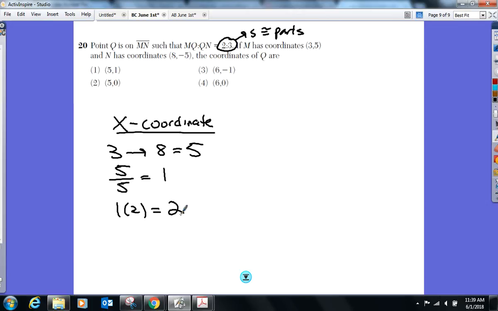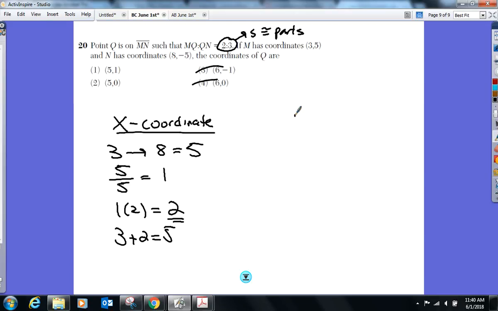Now what do I do with that one? You have to add 3. Where did I start, guys? 3. I started at 3, and this 2 says go 2 to the right. So where do you end up on the x-axis? 5. That still doesn't help me because I have 2 answers that have 5 in it.